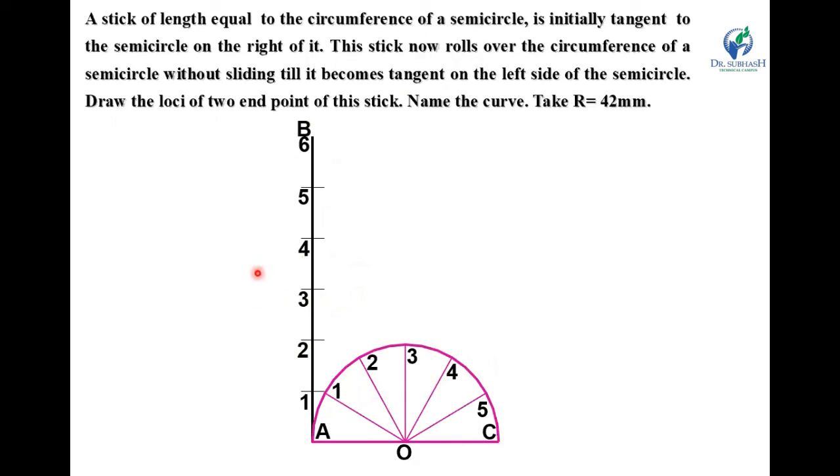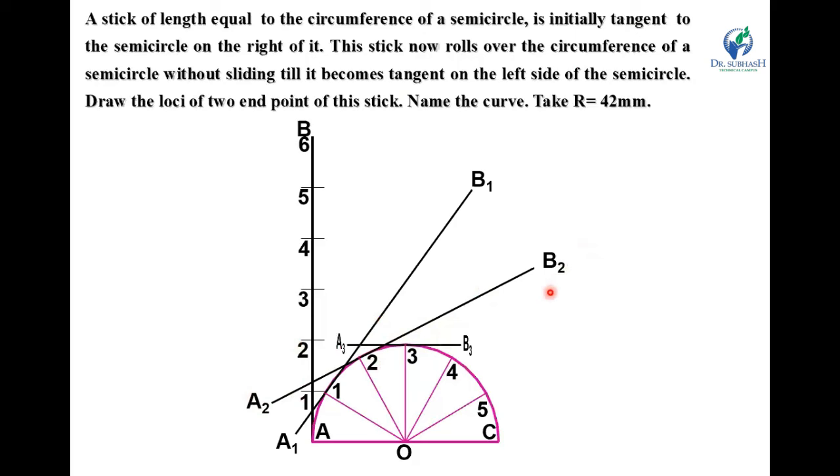If we roll 1/6 part, then this point 1 will match with this point 1, and the new position will be A1, B1. So one part is on this side and 5 parts are on this side. Similarly, if we roll further, another position will be A2, B2. So point 2 will match with this point 2. So 2 parts are on this side and another 4 parts are on this side.